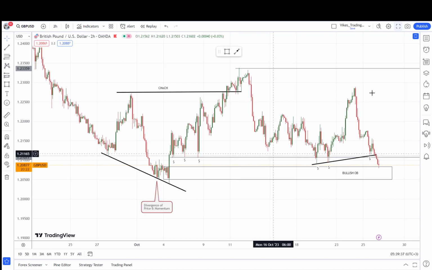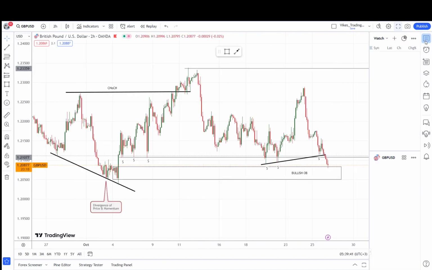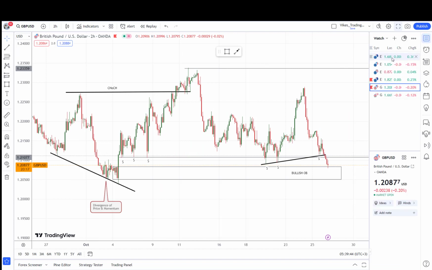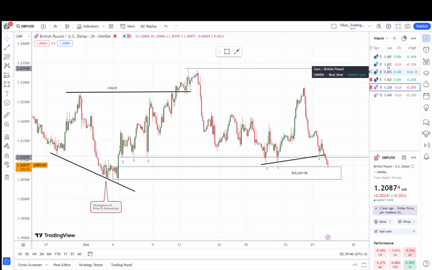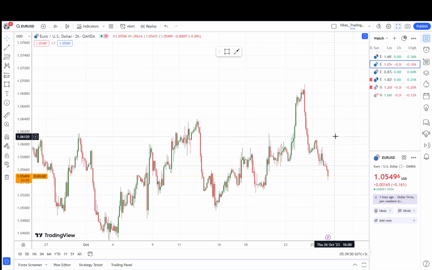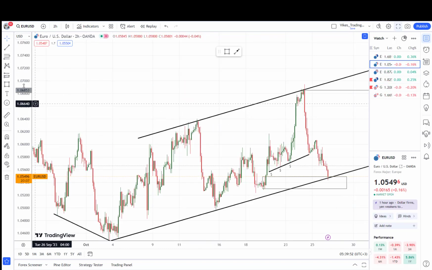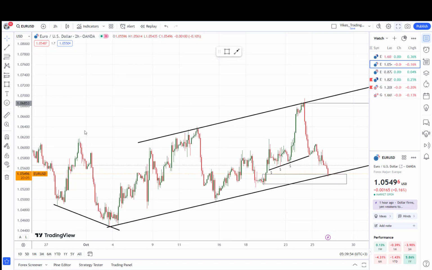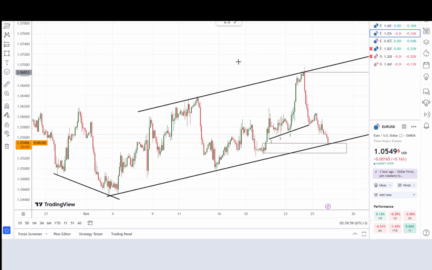Yeah, so that is one pair that I'm looking at. The other pair is Euro USD. Here's Euro USD. I did share this setup yesterday. We can see the same scenario.